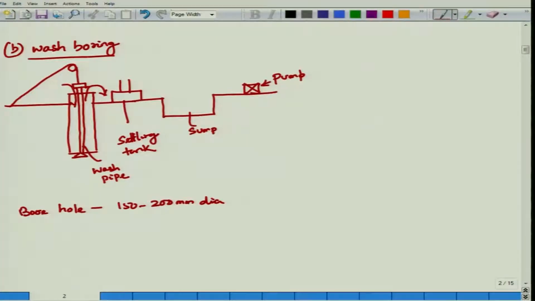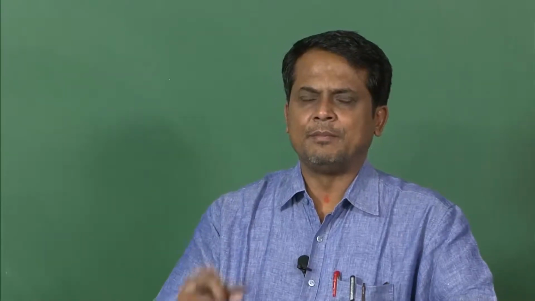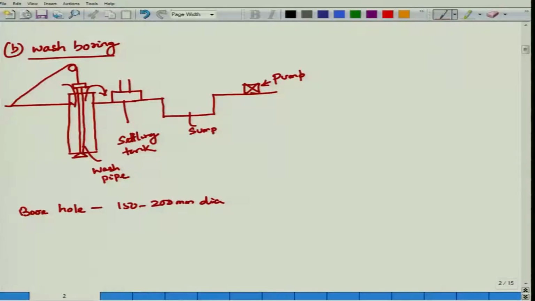So, if you can imagine where wash boring is possible, it is particularly in hard or stiff soil, where it is very difficult to collect undisturbed soil samples, very difficult to push your sampling tube. In that case, locally you make a borehole, then put a wash pipe inside, and on one side you inject your water. With water the soil will be loosened, and on the other side the soil, water and mud will flow out and settle down in a settling tank.